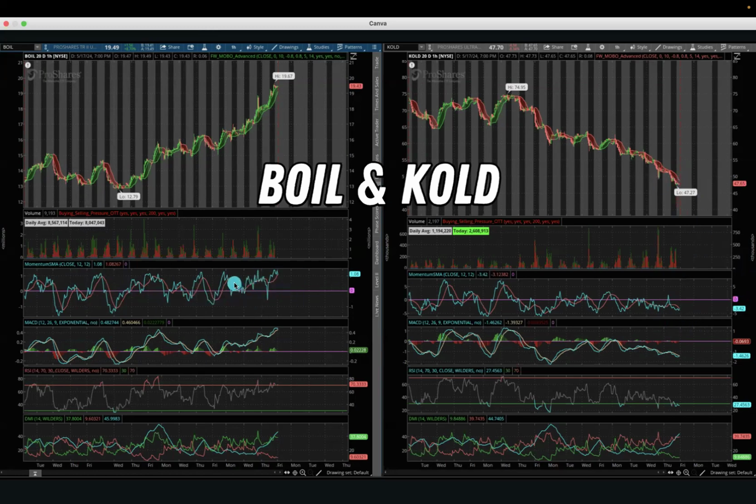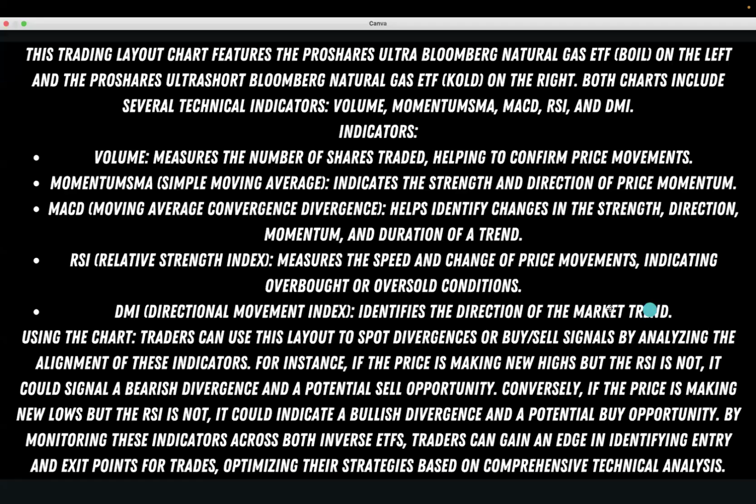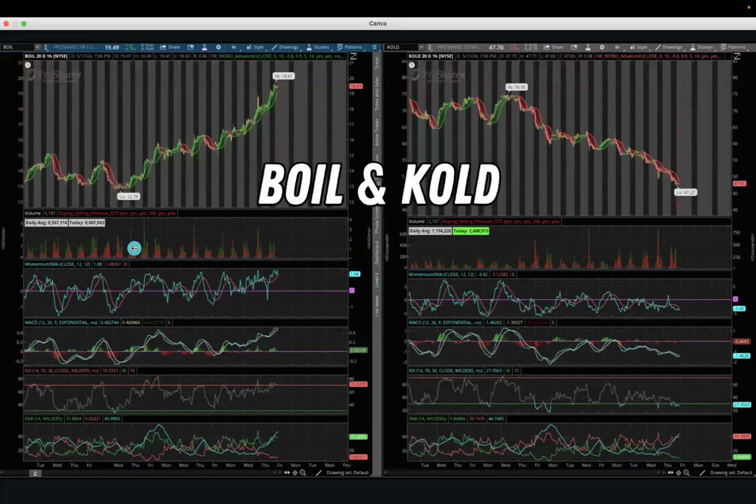Is I'll say, hey, does this one look like it's about to cross over to the downside? Does this one look like it's about to cross over to the upside? What about the MACD, right? The MACD is going to be the next one. That is the moving average convergence divergence. This helps identify changes in the strength, direction, momentum, and duration of a trend.